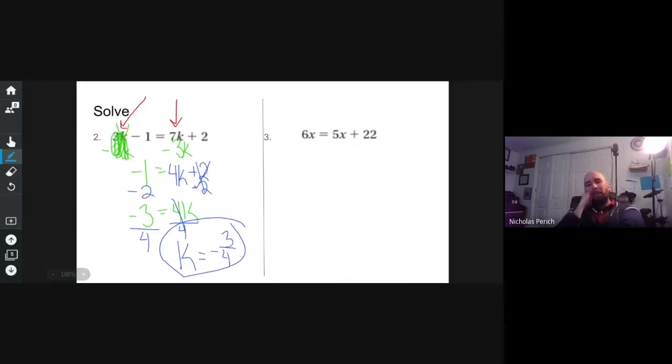All right, so that's the answer to 2. Okay. We had variables on both sides of the equal sign. And when we have variables on both sides of the equal sign, get rid of the smaller variable first.